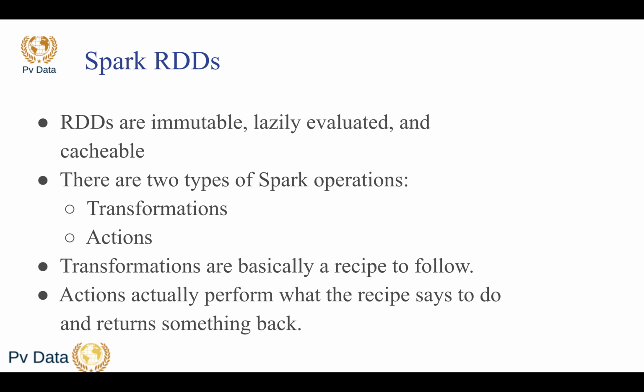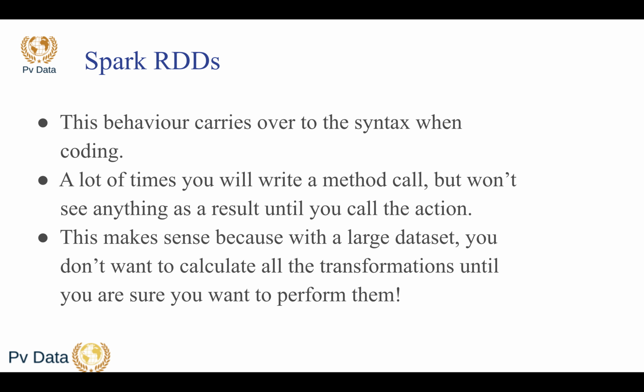RDDs are immutable, meaning once an RDD is created, you cannot change it. And it has lazy evaluation, meaning everything will be executed only when you ask for a result. Otherwise, Spark will not calculate everything. There are two types of Spark operations: one is transformation, and the other is action. Transformations basically go from one transformation to another. An action performs what you tell it to and returns the result to the client machine.